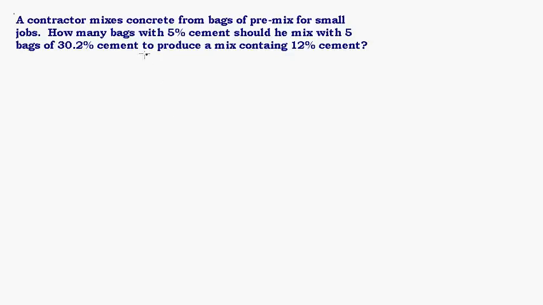So I'm going to underline our first situation here. What we're trying to find is how many bags with 5% cement. Okay, so that's our first type of bag that's only got 5% cement in it. Now with a different color, we're going to mix that with 5 bags of 30.2% cement. Okay, so that's our second type of bag. And then what we want to end up with, we're going to produce a mix containing 12% cement.